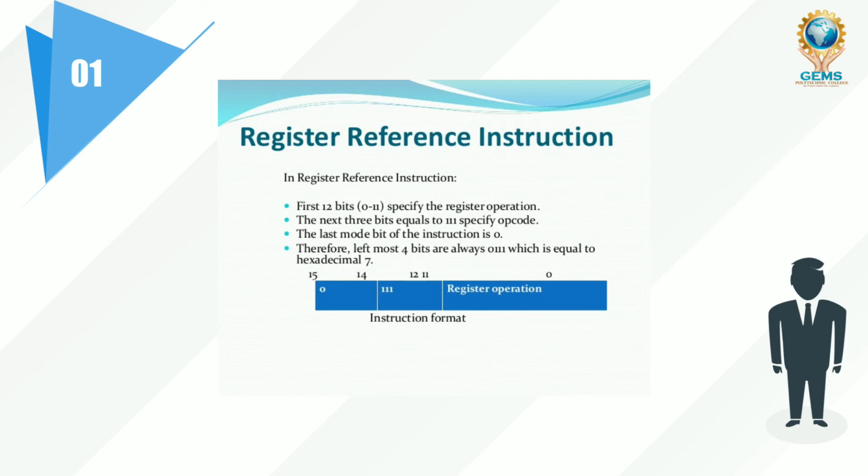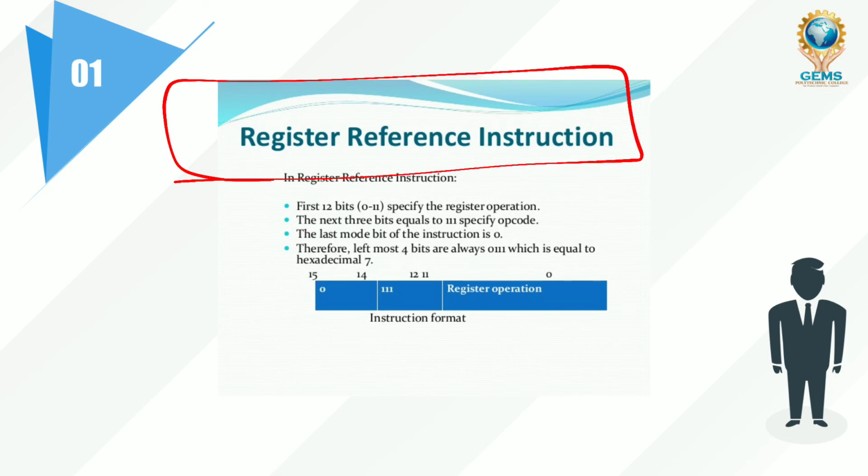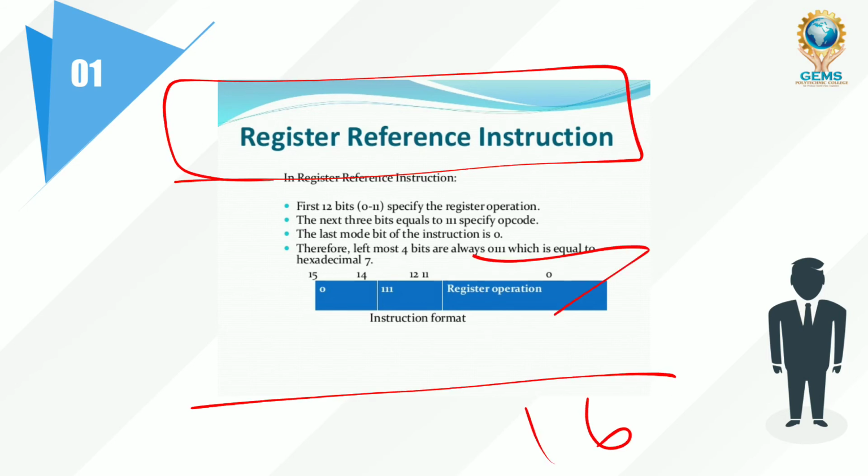Next one, register reference instruction. For the register reference instruction, again the length of the instruction is 16 bits. Again this is classified into three parts. The first part talks about address, the second part talks about opcode, and the last part talks about index mode. The first 12 bits specify the register operation.